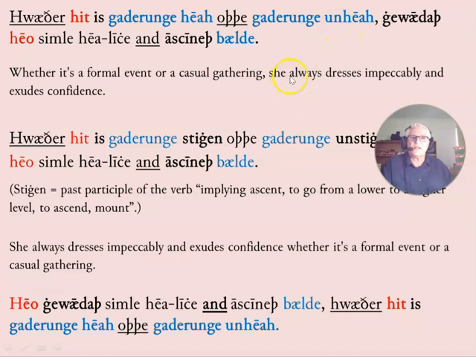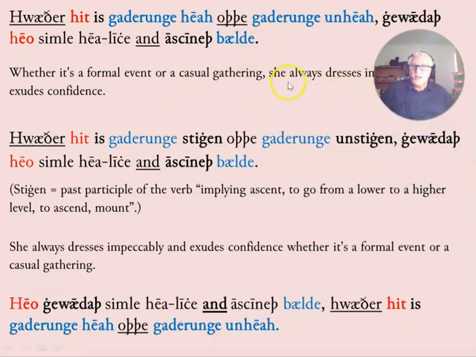And then here, she always dresses. So Yawadeth heo, similar as an adverb, meaning always. Healicha, impeccably, if you like, and coordinating conjunction, shines confidence, balda, confidence. Right? Ashineth, shines confidently, confident. Okay, exudes confidence. Ashineth, to shine or exude. Balda is confidence. Okay, so let's do a little bit of rearranging here.